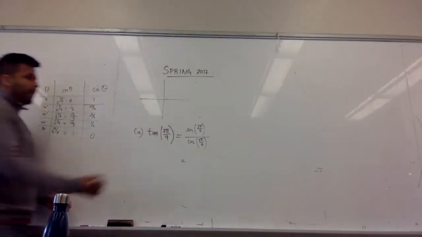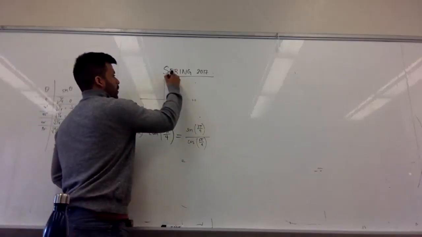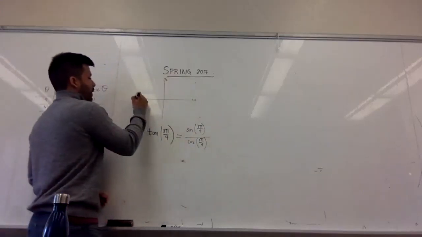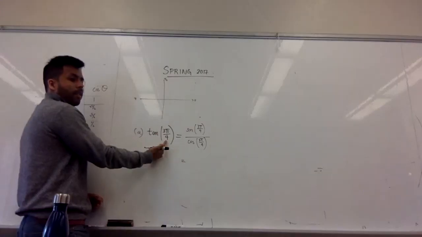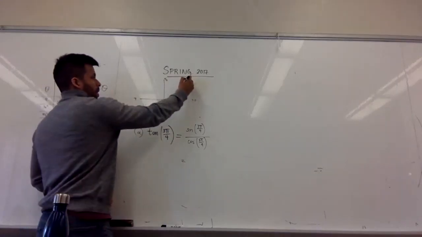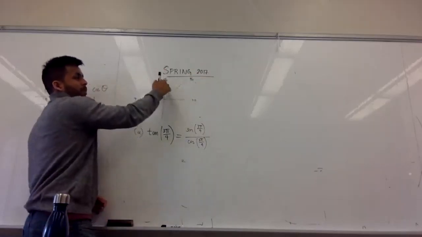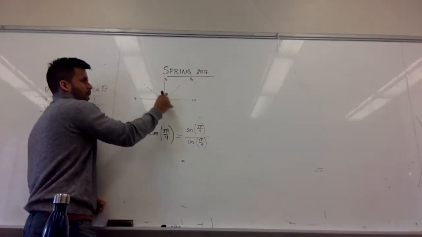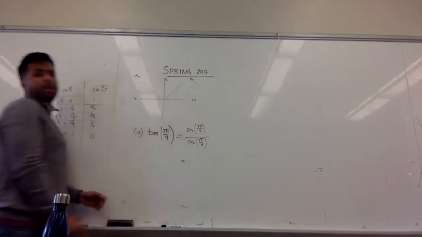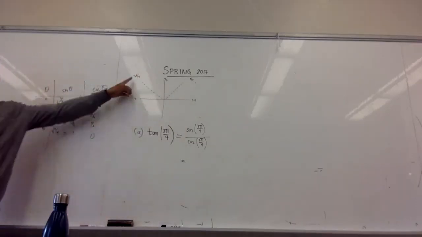Second quadrant, right? This is going to be 0. This is pi over 2. This is pi, right? And what am I doing to pi? I'm dividing it into 4 equal parts. This is pi over 4. This is 2 pi over 4, which is pi over 2. This is 3 pi over 4. So I am in the second quadrant.